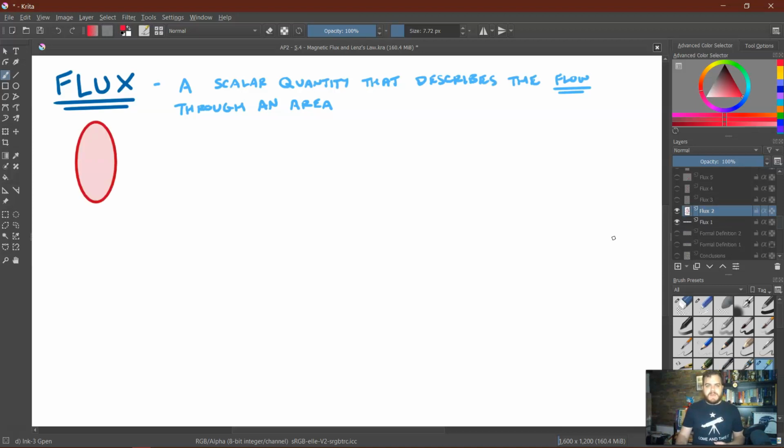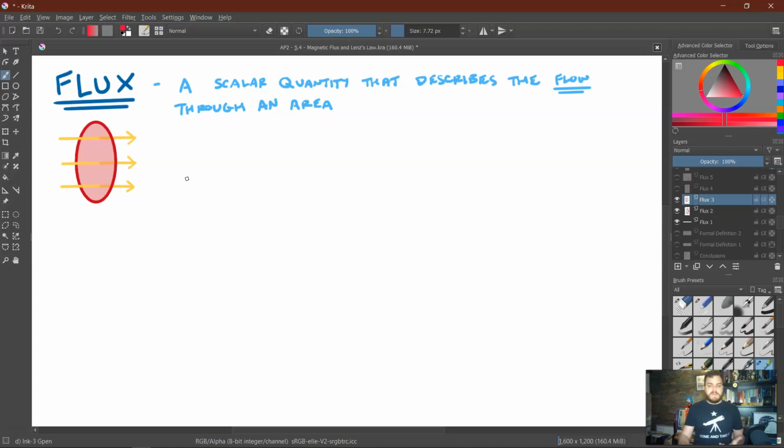So I'm going to have some cross-sectional area here, and imagine that this is, I know it looks like just an oval, imagine it's kind of like a circle that's been positioned so that it's coming somewhat in and out of the page. What flux will do is quantify, if I have some flow, like with these vectors, through this area, that amount of flow as the flux.